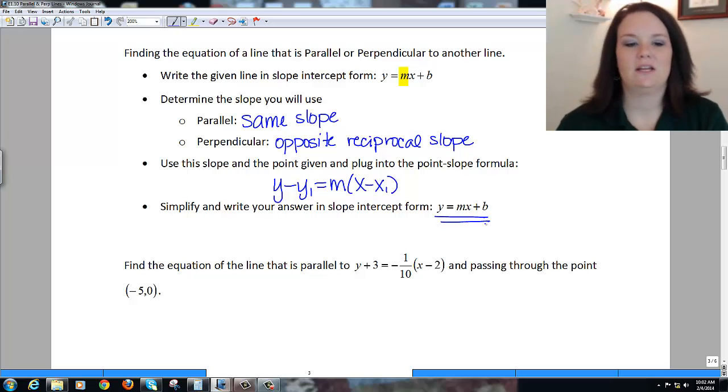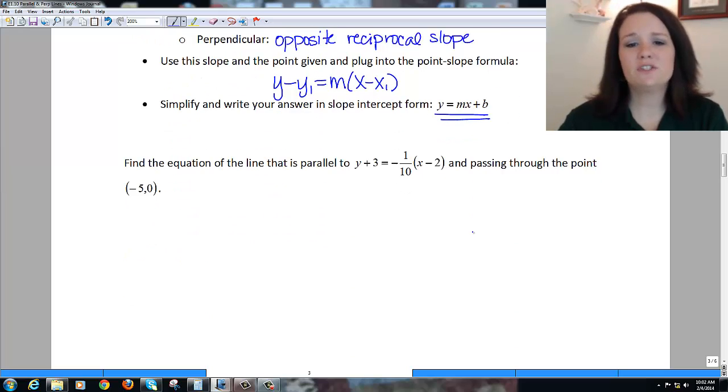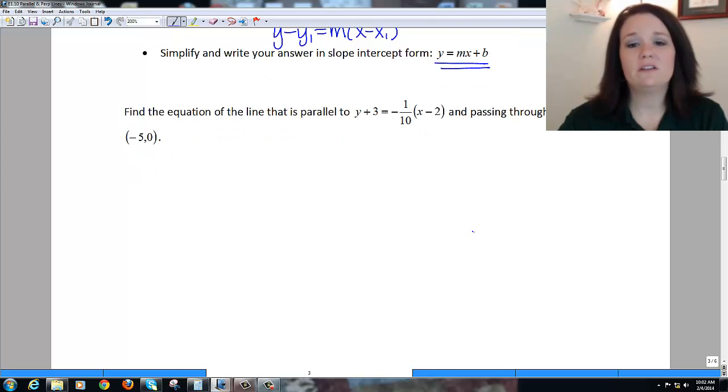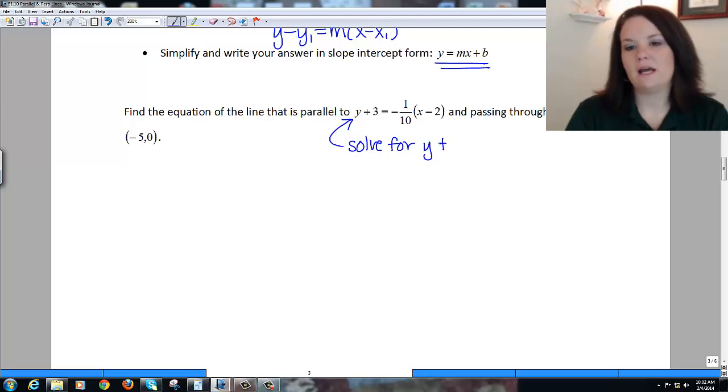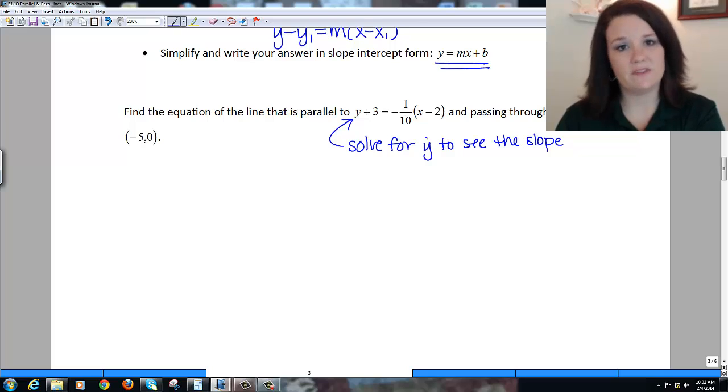So let's go ahead and look at an example. This first one says, find the equation of the line that is parallel to this given line and passing through the point -5, 0. So the first thing I want to do is solve for y to see the slope. So I'm going to take this equation and solve it for y so I can see what is the slope of this line.